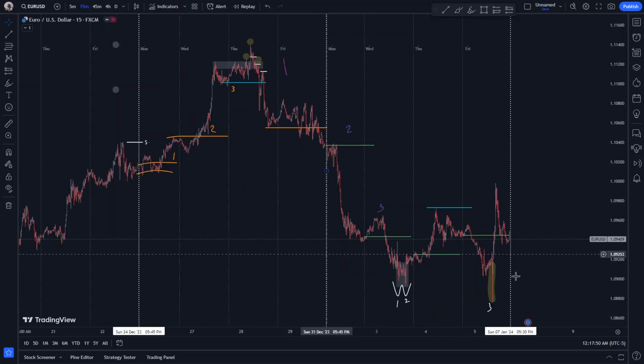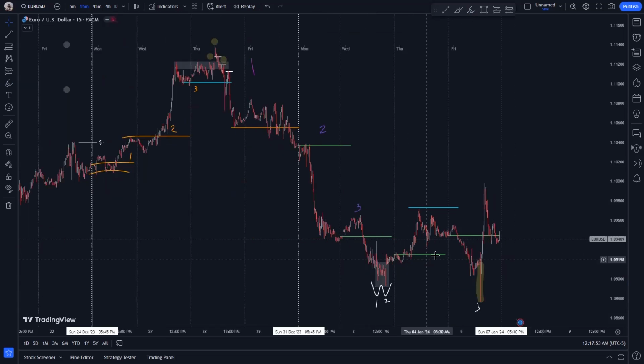Back to the template, as you guys know, we formed the first leg. This is the second leg of the W. We broke the level, which is the middle week structure mirror, the same level that we had over on the previous week.